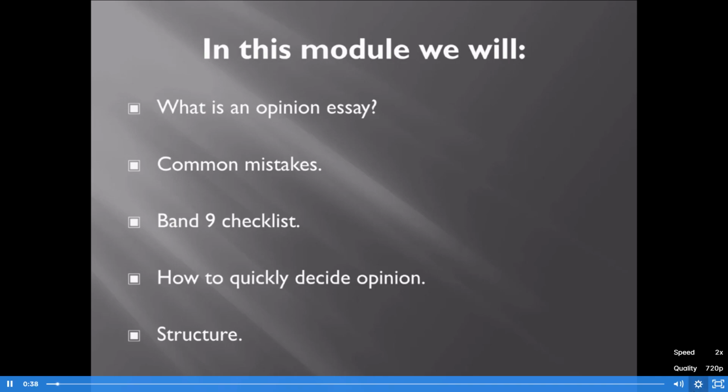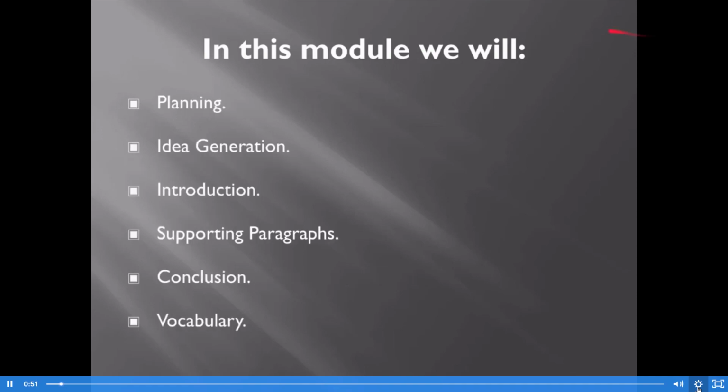We're going to look at common mistakes, give you a Band 9 checklist, show you how you can quickly decide your opinion, and then give you that all-important structure that you can use for any opinion essay. We're going to look in detail at how to plan our opinion essays, how to generate ideas, how to write introductions, main body paragraphs, conclusions, and we're also going to look at vocabulary a little bit. Remember that the idea generation, introduction, planning, supporting paragraphs, conclusion, this is all just for opinion essays.